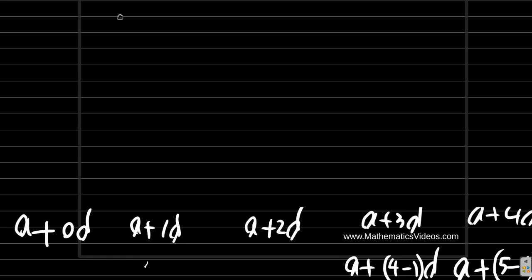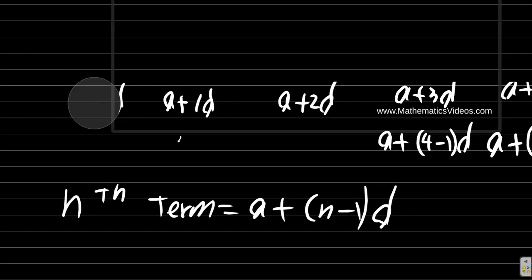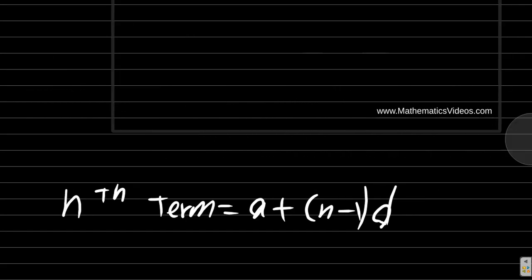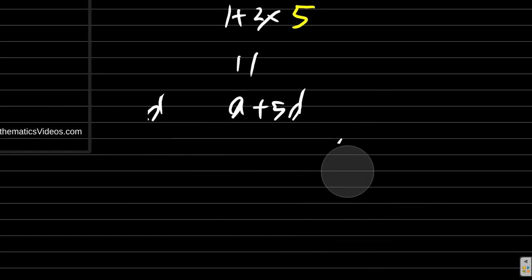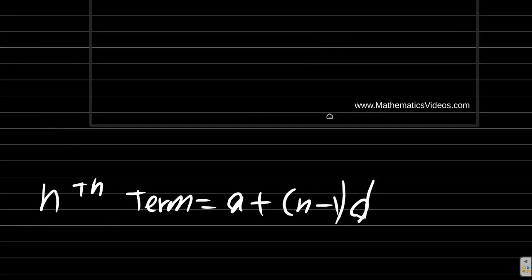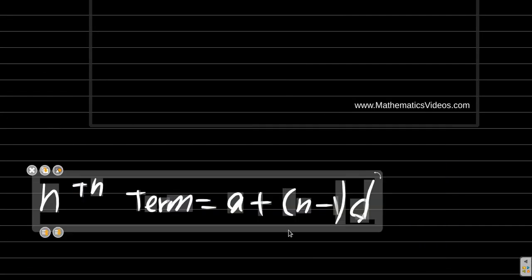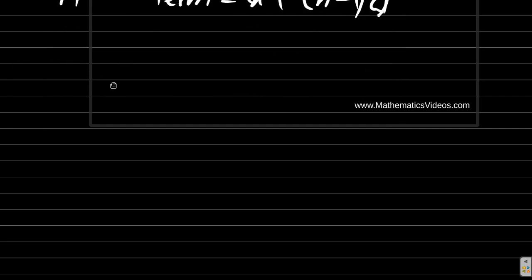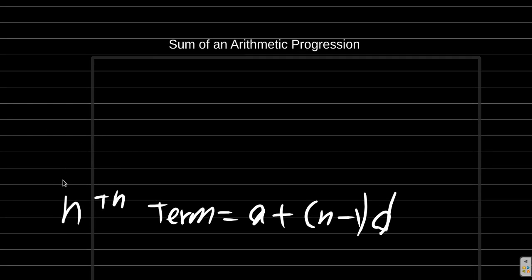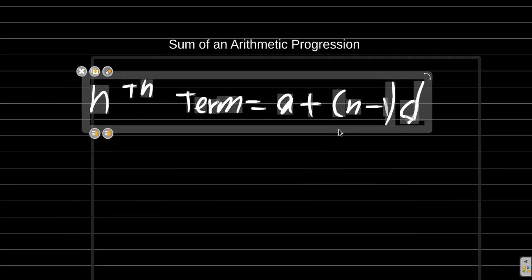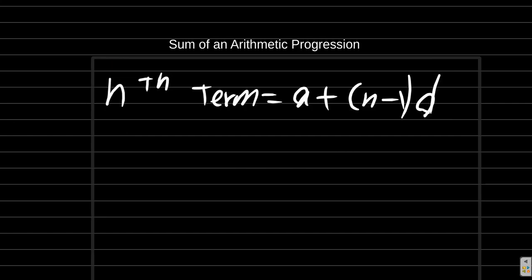Let's erase these parts of the board. Erase the working that we had before, and then we're going to look at how we find the sum of an arithmetic progression. I don't want to just write down the formula. I want to show how we would get that formula. Now, let's keep this formula from the previous work.